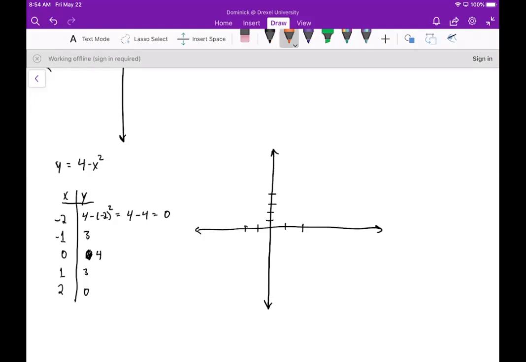Okay, so if we plot these points, we have (-2, 0), (-1, 3), (0, 4), (1, 3), and (2, 0). So of course, it looks like we have something like this. And of course, we're using the arrows to indicate that this is just going to go on forever, right? Because it's not just these 5 points that are on this equation, it's an infinite number of points. You can plug in any x value and you should get something out.